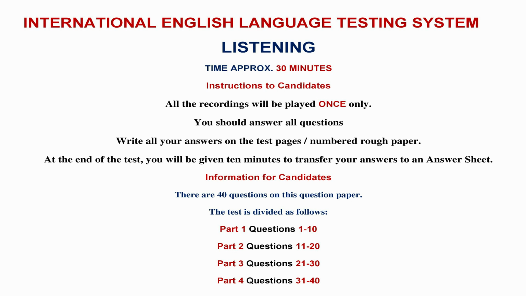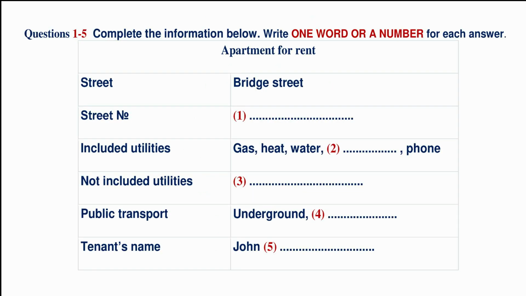The test is in 4 parts. At the end of the test, you will be given 10 minutes to transfer your answers to the answer sheet. Now turn to part 1. You will hear a man renting an apartment over the phone. First, you have some time to look at questions 1 to 5.